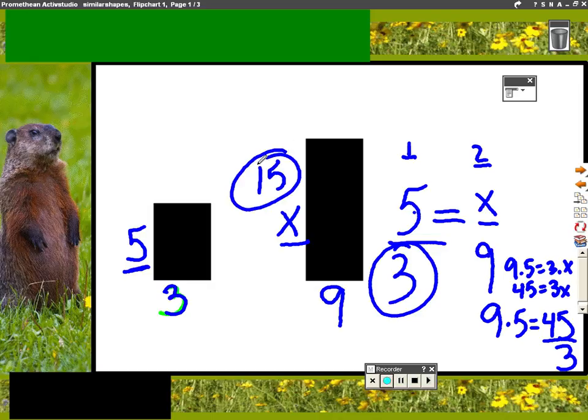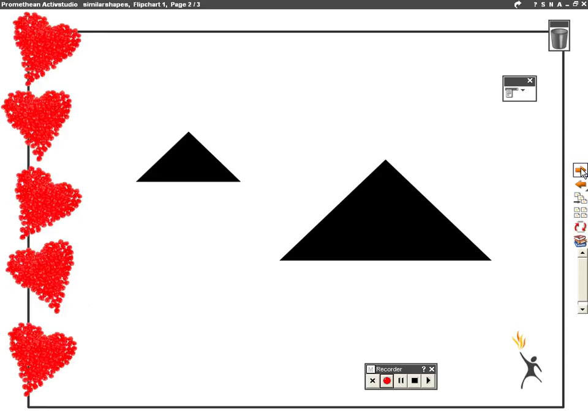Now, some of you are really good, and you might have noticed, oh, 3 to 9, I multiplied by 3, so 5 times 3 gives me 15. That also works, if you think of it in terms of making an equivalent fraction. And equivalent fractions is something you studied in elementary school and in 6th grade. And it's a skill that you'll have to keep using. This works for any shape.